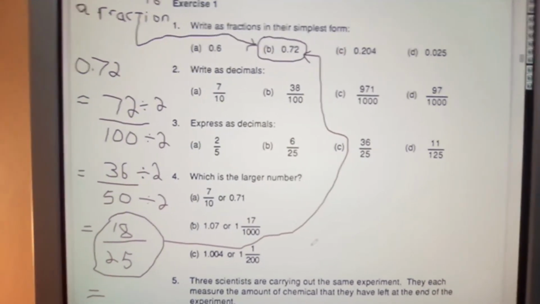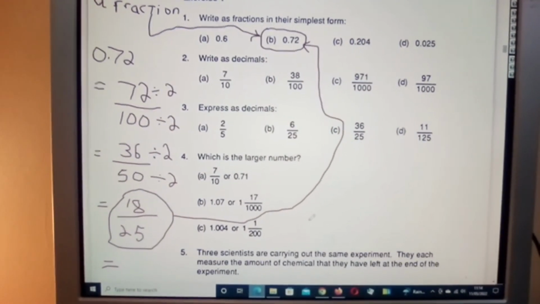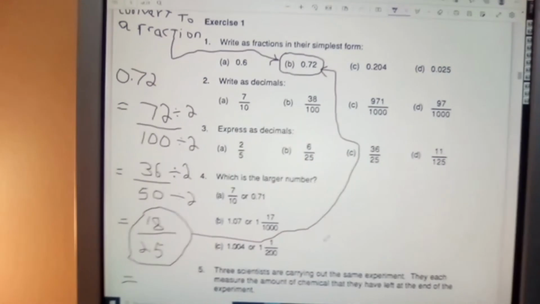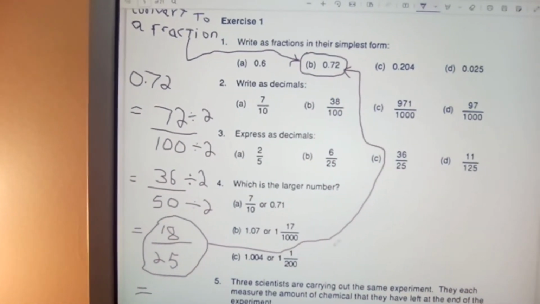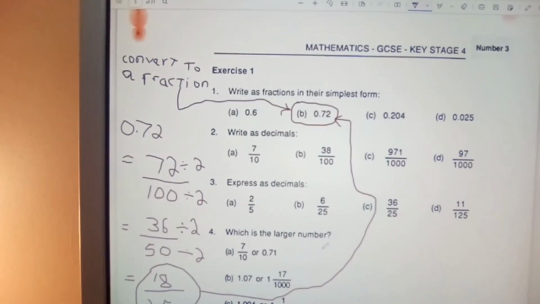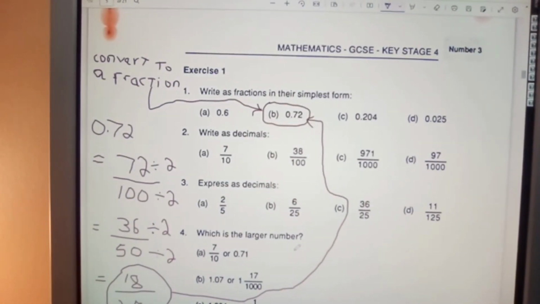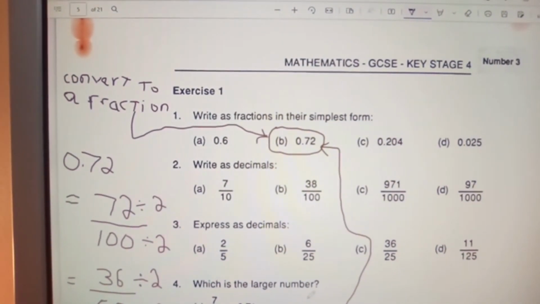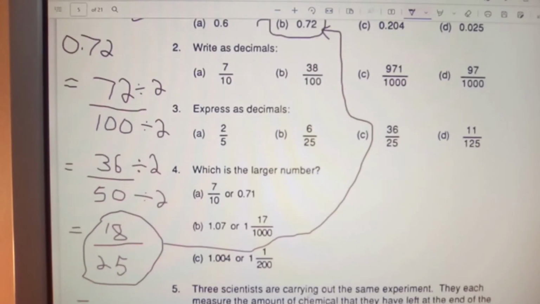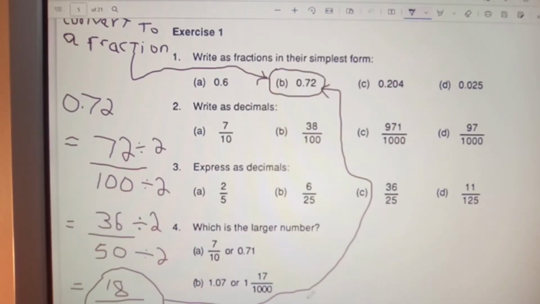Should we get this into play? Okay, good. Let's make sure we've got everything in place as well. Okay.